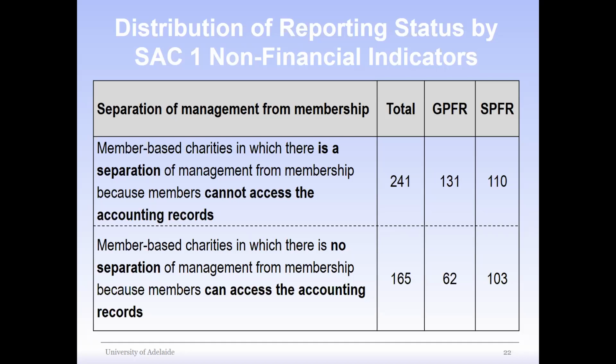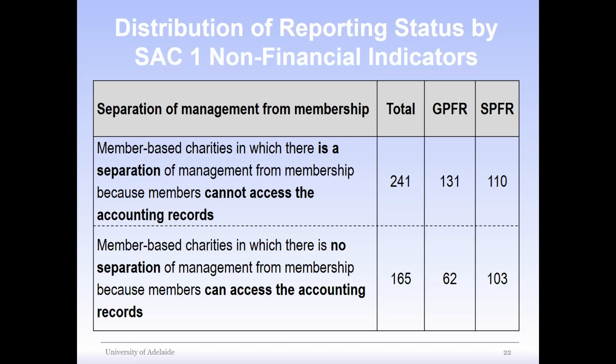Pretty even, 131 general purpose, 110 special purpose. Whereas on the bottom panel, the charities where there was no separation, there were more, 103 to 62 special purpose. So it's the top panel which I think deserves a bit of attention, and that is really where there is a separation of management from membership.